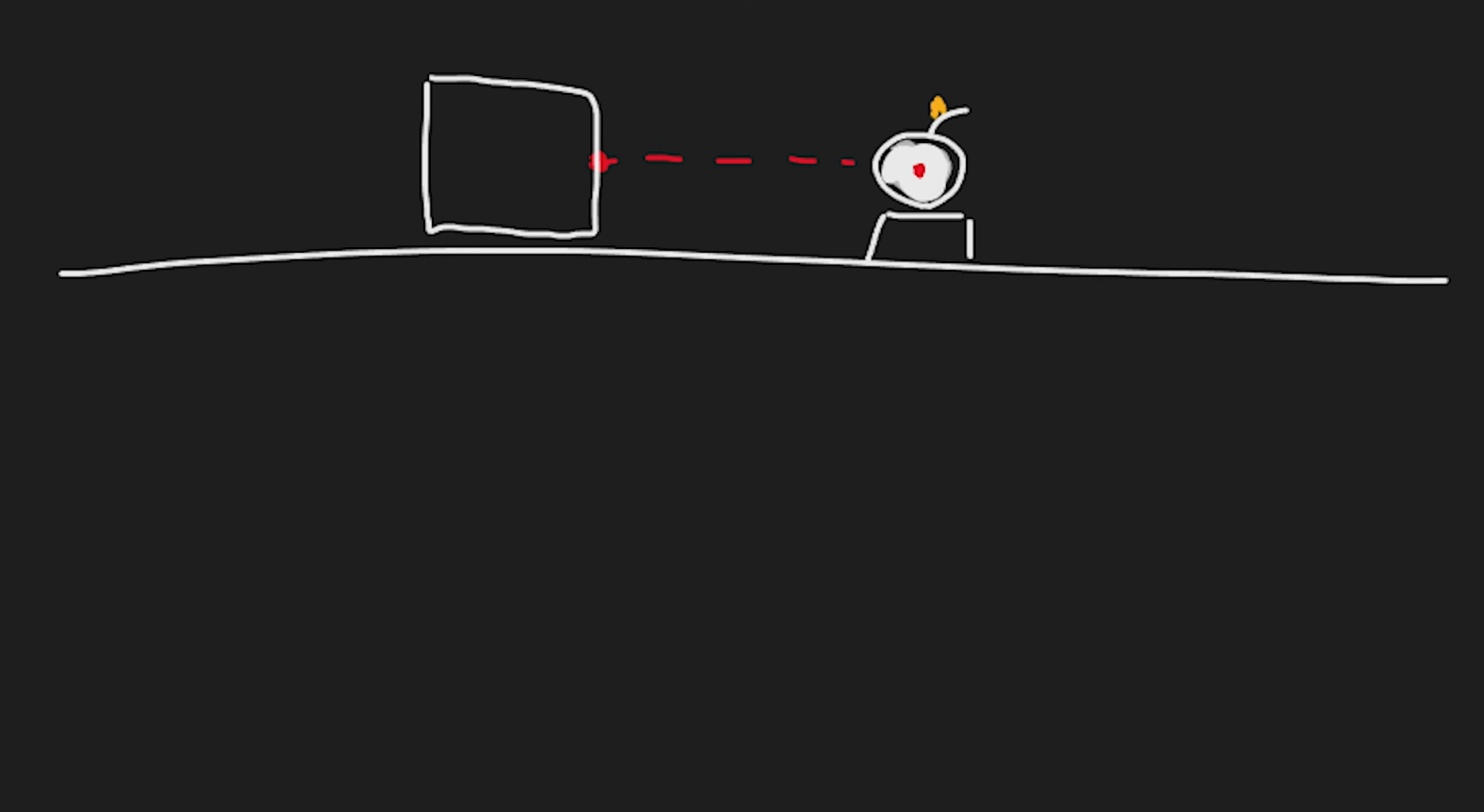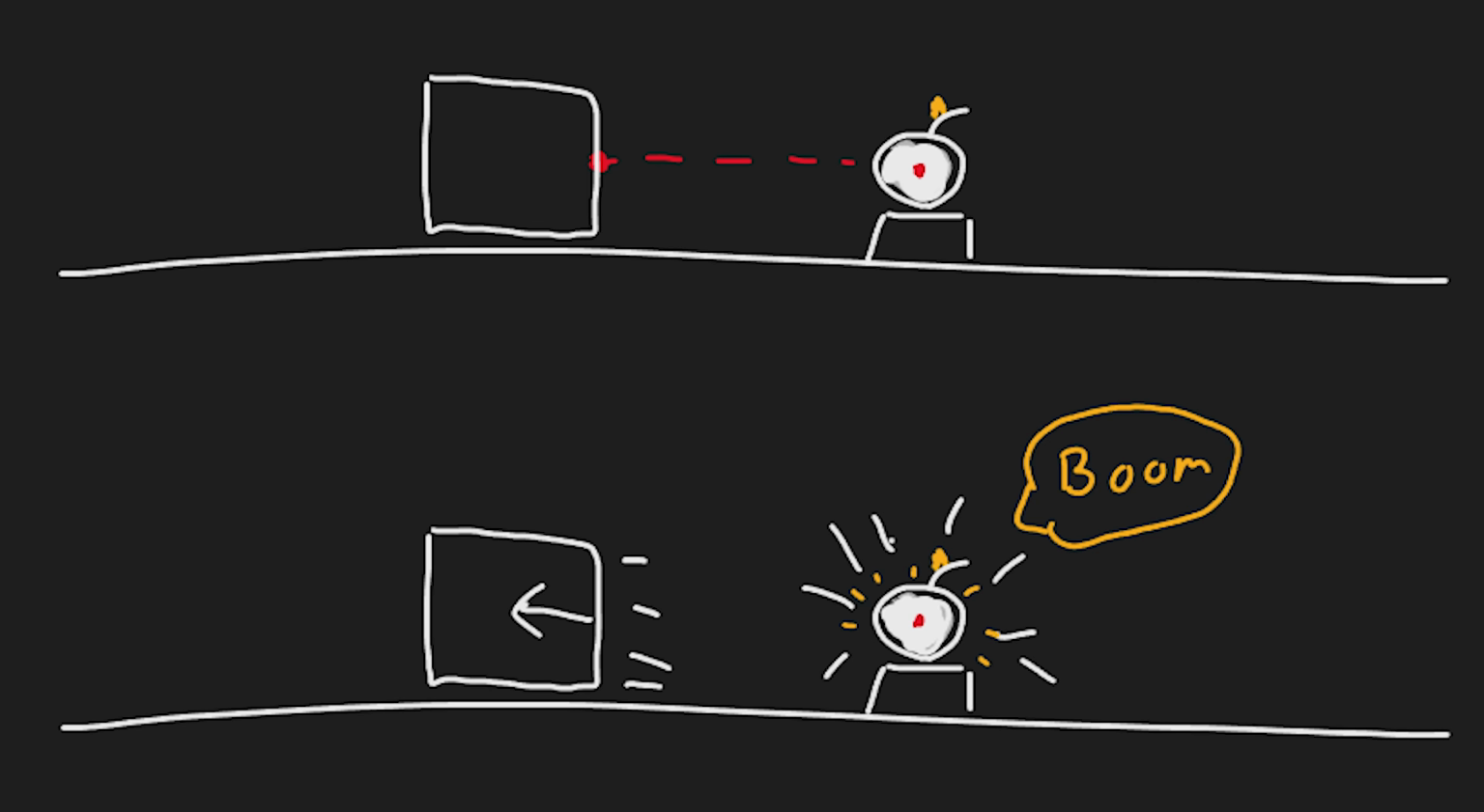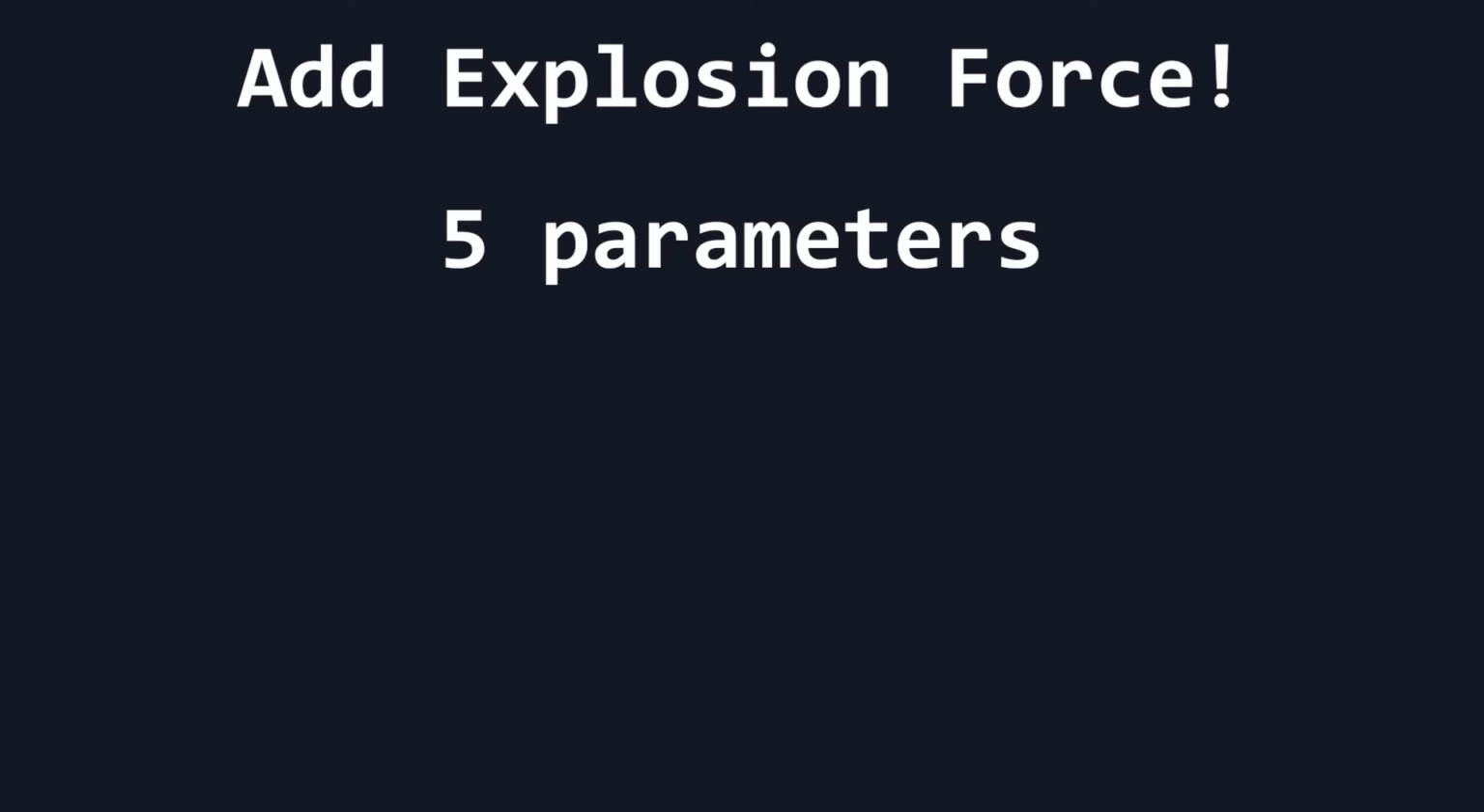The next rigid body function we're going to talk about is the add explosion force function. This function has a single point acting as the explosion point. Then it figures out what point on the rigid body's collider is closest to that point. Then it gets the direction from where that point is to the explosion point and adds a force in that direction. With that said, there are five parameters for this function.